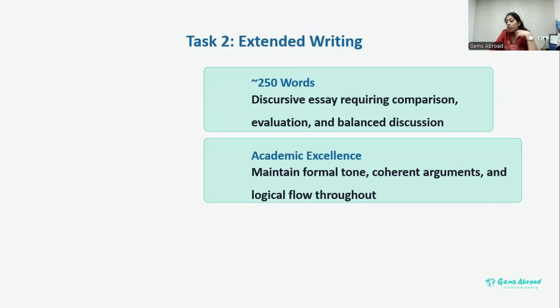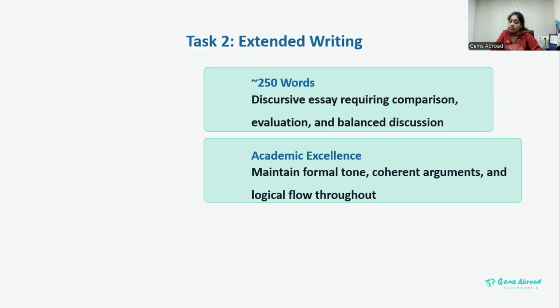So how about the scoring focus? LanguageCert Academic evaluates task 2 based on task achievement. Again, are your ideas relevant and fully developed? Coherence and cohesion: is your essay logically organized with clear progression? Lexical resource: are you using precise vocabulary and varied phrases? Grammatical accuracy: are your sentences correct and varied?